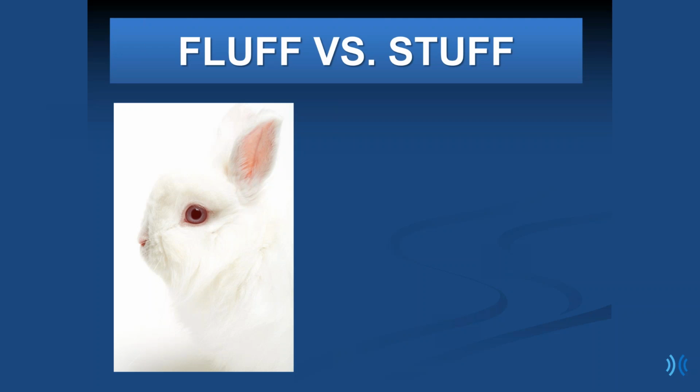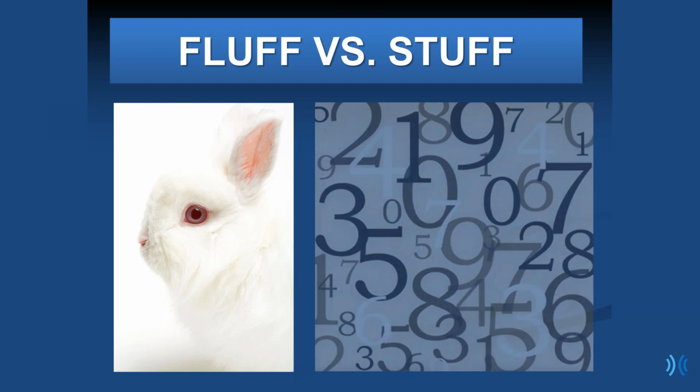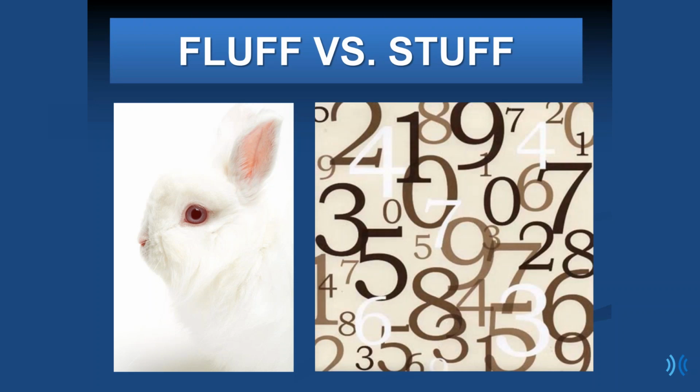There are two kinds of data out there, in my opinion. One is fluff, and the other is stuff. Fluff data are things that sound good but don't help us a whole heck of a lot. Stuff are more numerics. They are describable. They meet the criteria we just presented. We know what the behavior is. We know what it is we're talking about. We know under what conditions, and so forth.